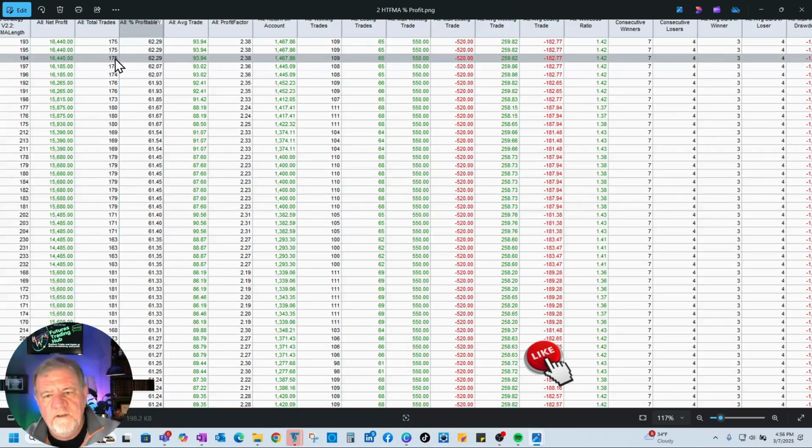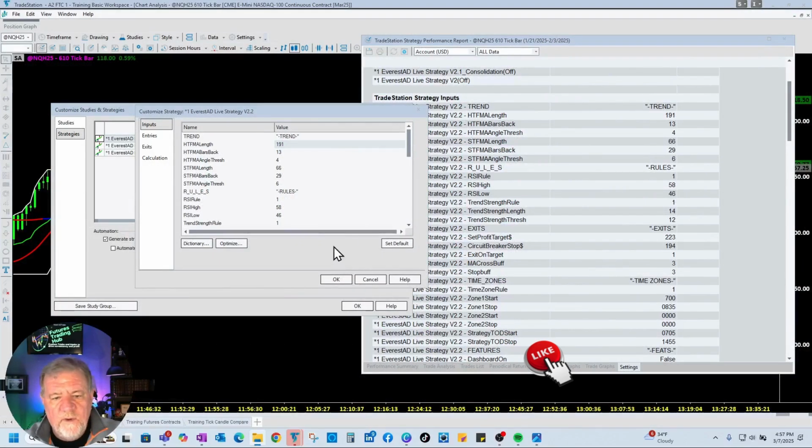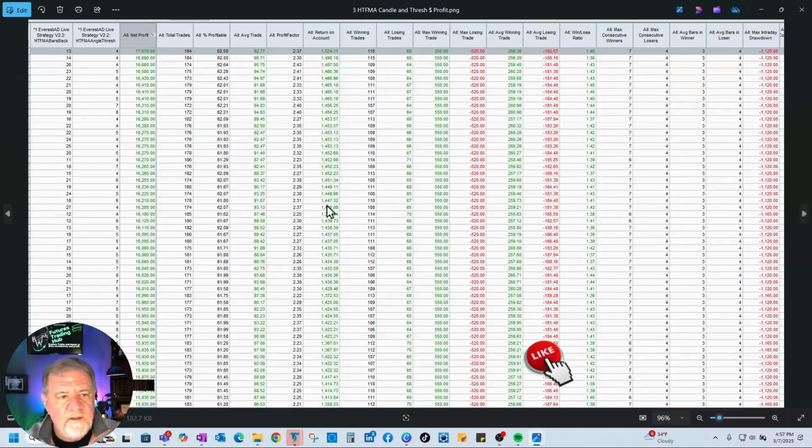Doesn't tell you how much profit that is, which is really what I look for, and you'll see that here in just a minute. So then another one we look at is the HTMFA candle and threshold, which is how many candles we look back. Right now it's 13, and we look for a threshold of 4. If I look at that here, 13 and 4 is what we came up with, right? Because that's already been optimized. It's a total of 184 trades, and we're 62.5% profitable.